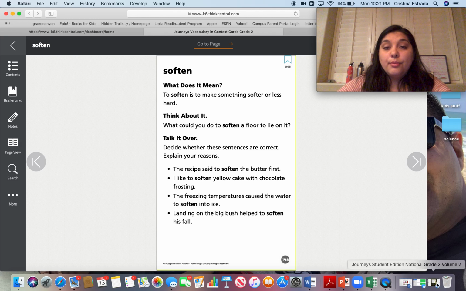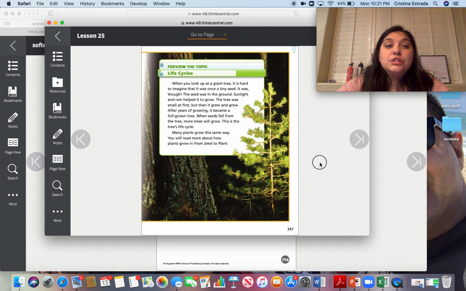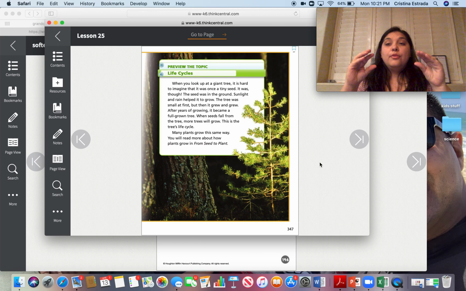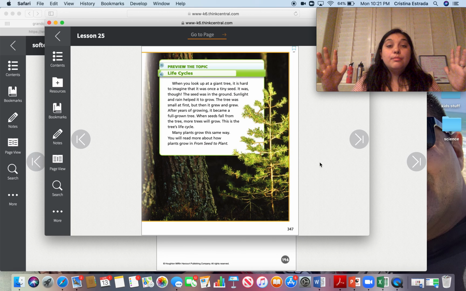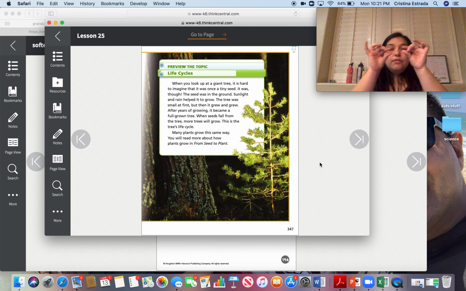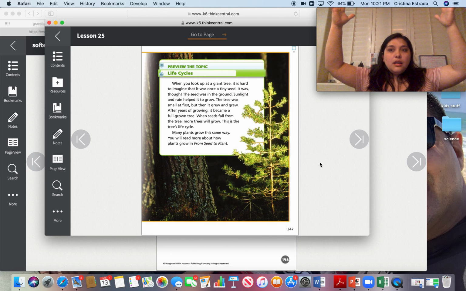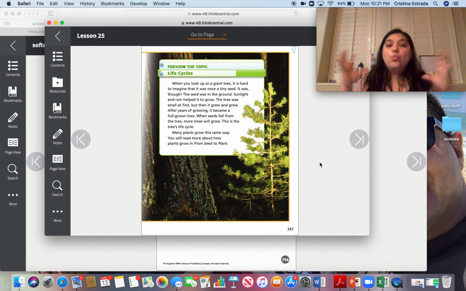Now, the next part that I want to come into is just a quick review of the life cycle of a plant. It's important to know that what we're reading right now is an informational text, so it's showing us how the process goes for a plant. So when we think of a giant tree, it's hard to imagine that once that big tree came from a tiny little seed. So what we have to think is, okay, the seed was in the ground, it got sunlight, and the rain gave it water, so the tree was able to grow.